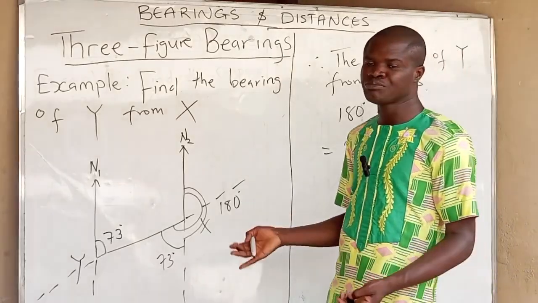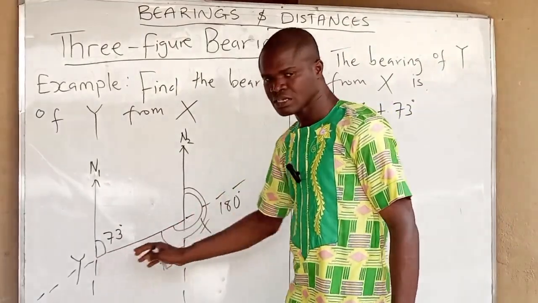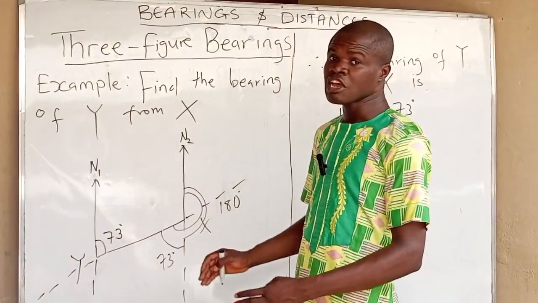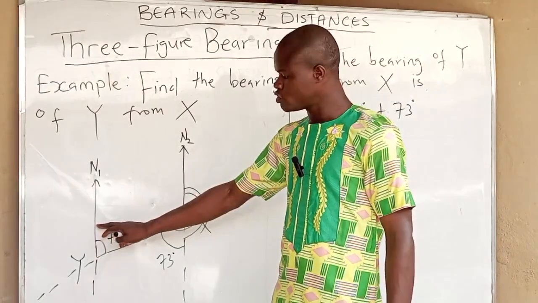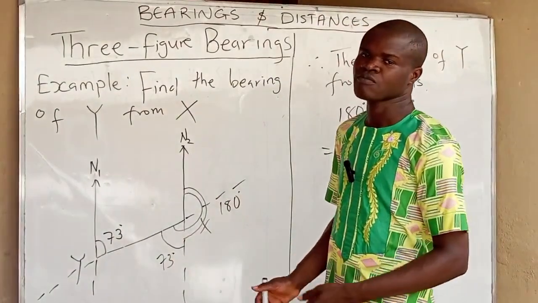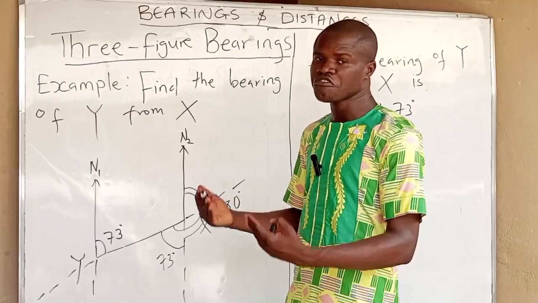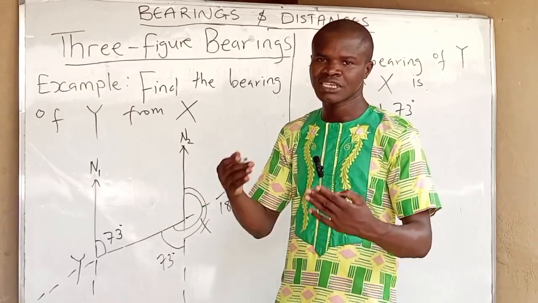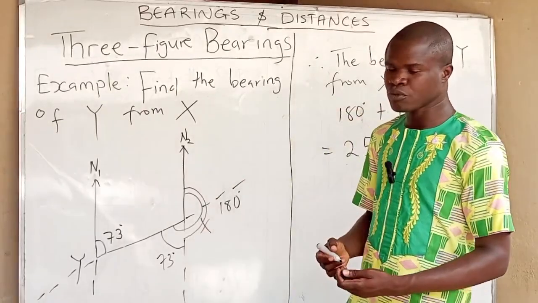Also, if you're asked to find the bearing of x from y, of course this is our y, this is our x. So the bearing of x from y is just, this is the north of our y. Just turn to this place, which is 73 degrees, and you go to x. So if you are asked to find the bearing of x from y, our answer is going to be 073 degrees. Let's take another example.